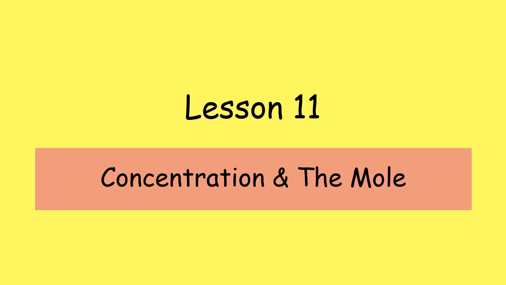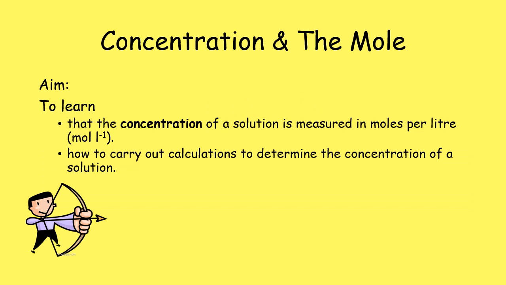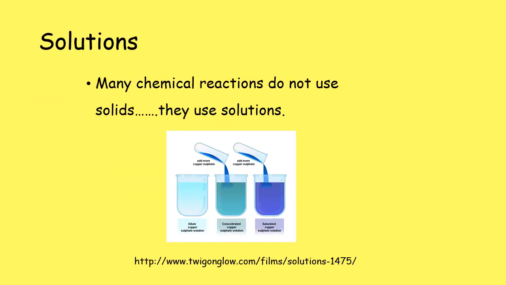So this is National 4 and National 5 Chemistry. We are looking at Unit 1 and we're looking at formulae and calculations. And this lesson is going to focus on concentration and moles. So our aim is to learn that the concentration of the solution is measured in moles per litre. And we're going to learn how to carry out calculations to determine the concentration of a solution.